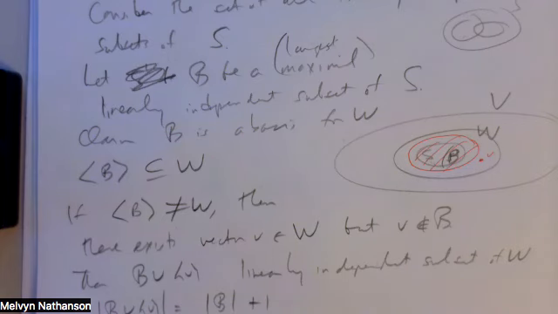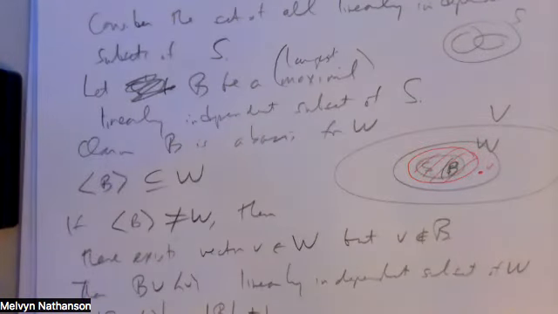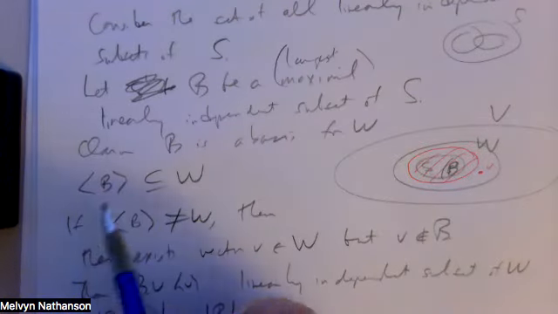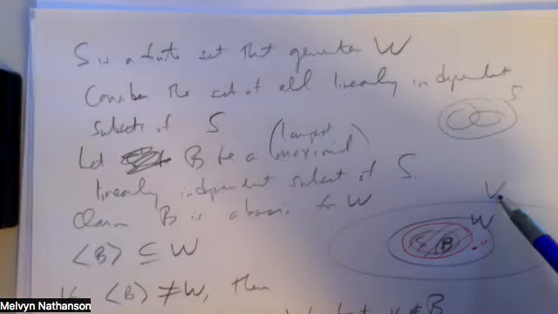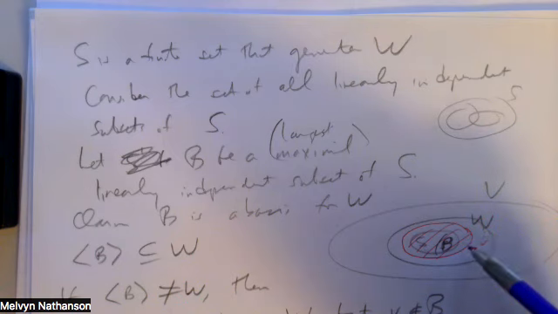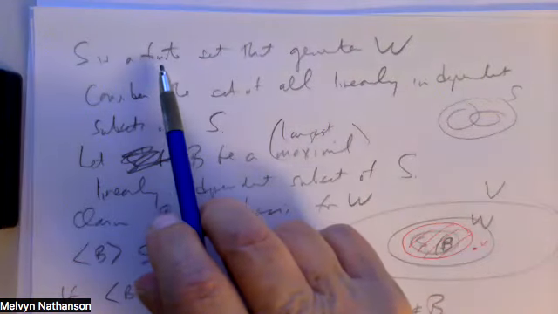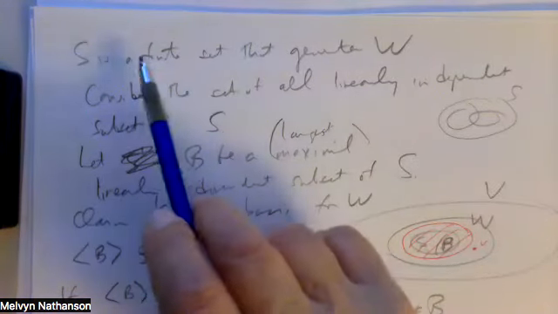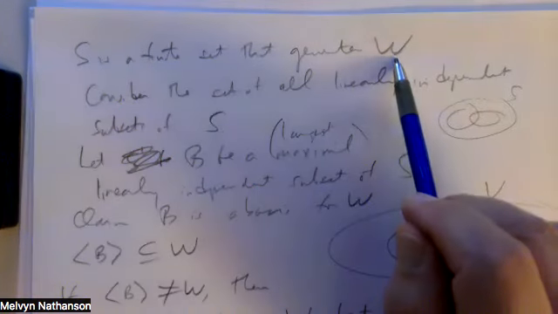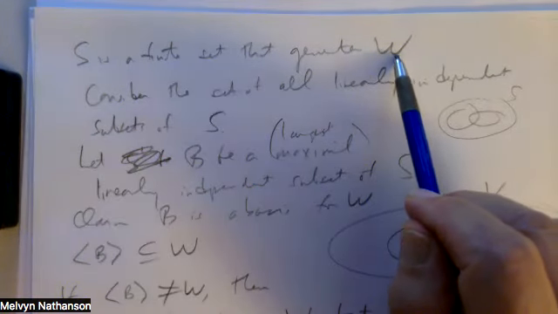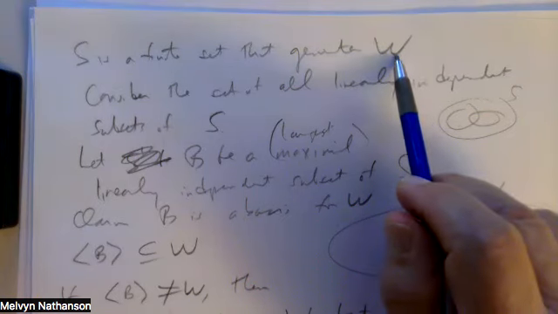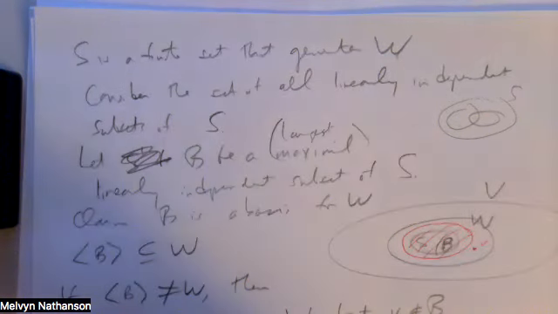I should be a little bit more careful about how I stated this, so let me just revise. Everything I wrote is correct, but I just have to add one more comment. So we have a vector space V, a set S, and W, and the set S is a finite set that generates W, because we're told W is finitely generated. There's some finite set of vectors that generates W.